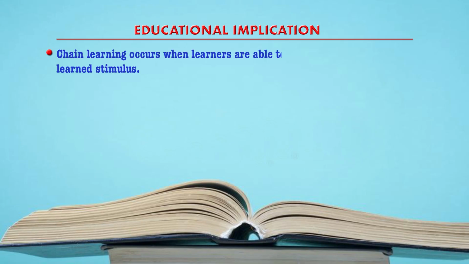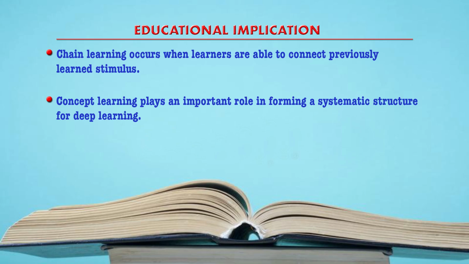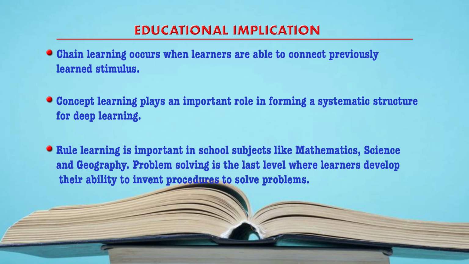Another important point as far as the educational implication is concerned: chain learning occurs when learners are able to connect previously learned stimuli, and therefore concept learning plays an important role in forming a systematic structure for deep learning. Then there is another concept called rule learning. Rule learning is important in school subjects. Again, in my case, because I belong to the discipline of mathematics, subjects like mathematics, science, geography, etc. So, problem solving is the last level where learners develop their ability to invent procedures to solve problems.